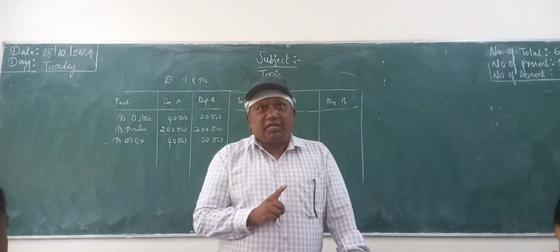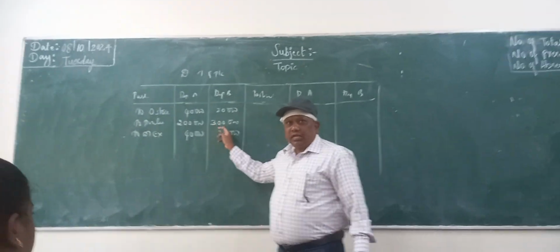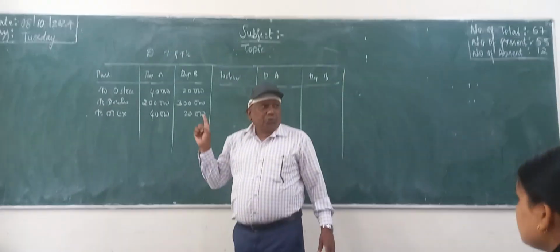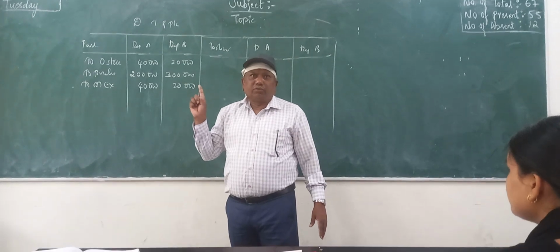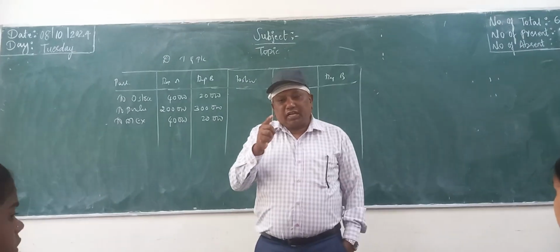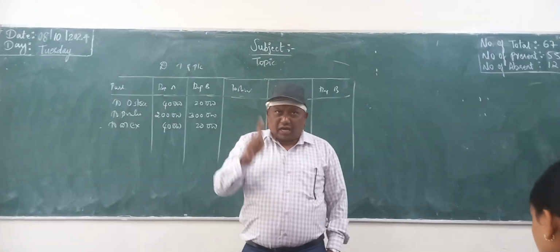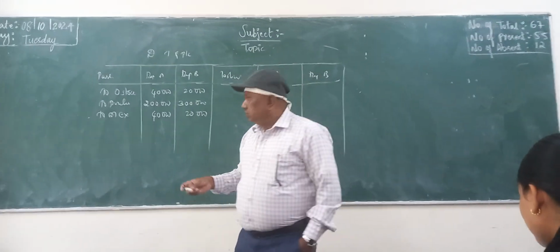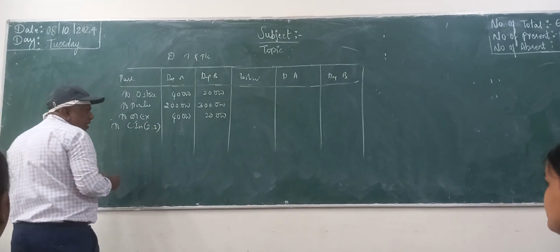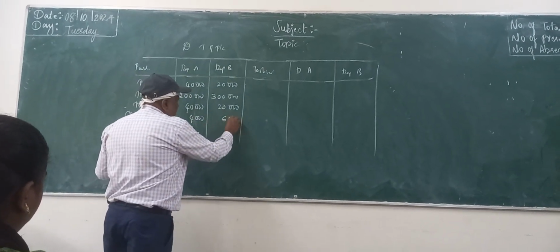We need the purchase ratio. We purchased 2 lakh and 3 lakh, so the ratio becomes 2 is to 3, that is 2 by 5 and 3 by 5. First think for what the expenditure has been incurred. Carriage was incurred because of purchase. So 2 by 5 of the total is 4,000, and then 6,000.